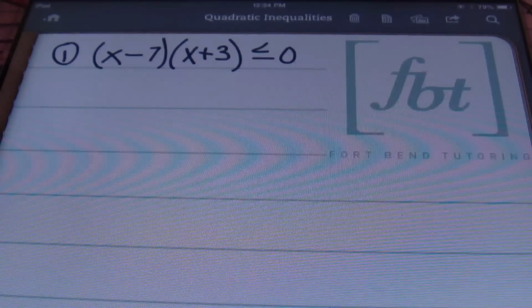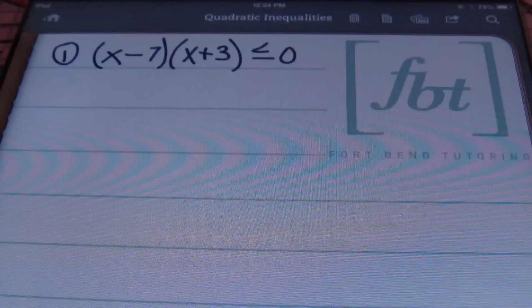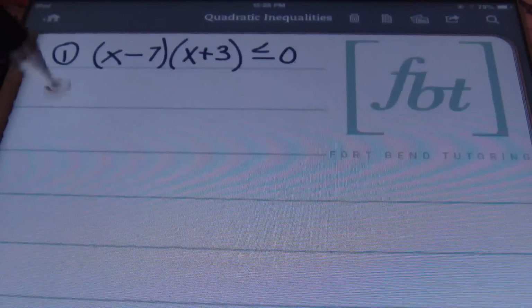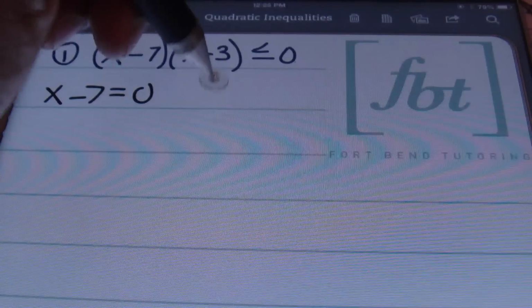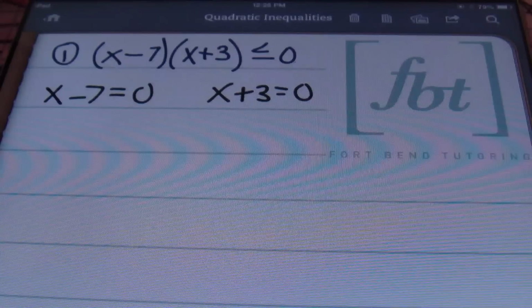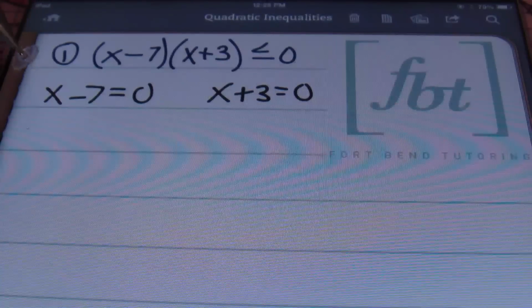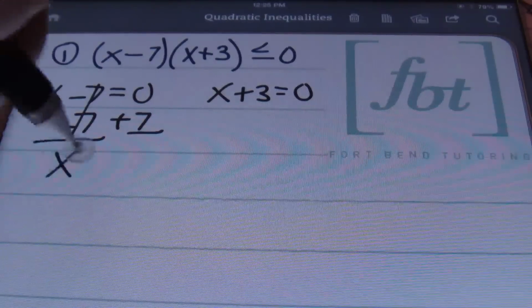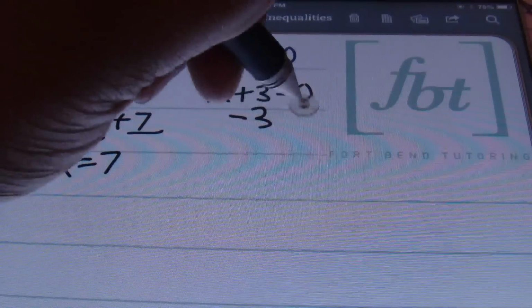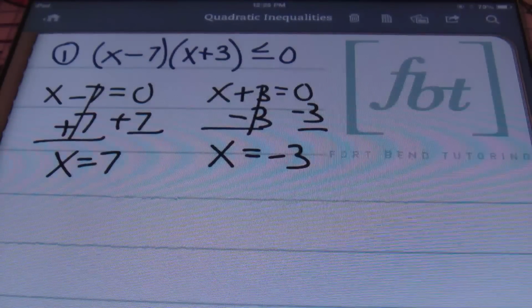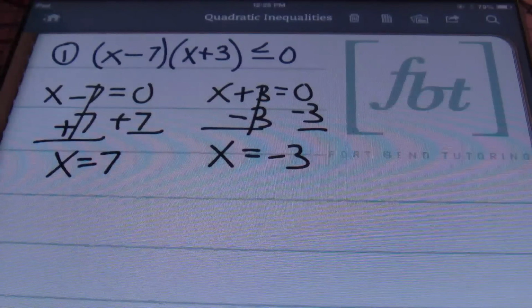Once you have it all factored out and it's set to 0, you take each one of your factors and find what are called critical values. So I'll take each factor. This will be x minus 7, and I'll set that equal to 0. I have my other factor, x plus 3, and I'll set that equal to 0. Let's solve for x in each of these equations. I'll add 7 to both sides, which gives me x equals 7, and then I'll subtract 3 in the other equation, which gives me x equals negative 3. So thus far, I have two critical values. One is 7, the other one is negative 3.